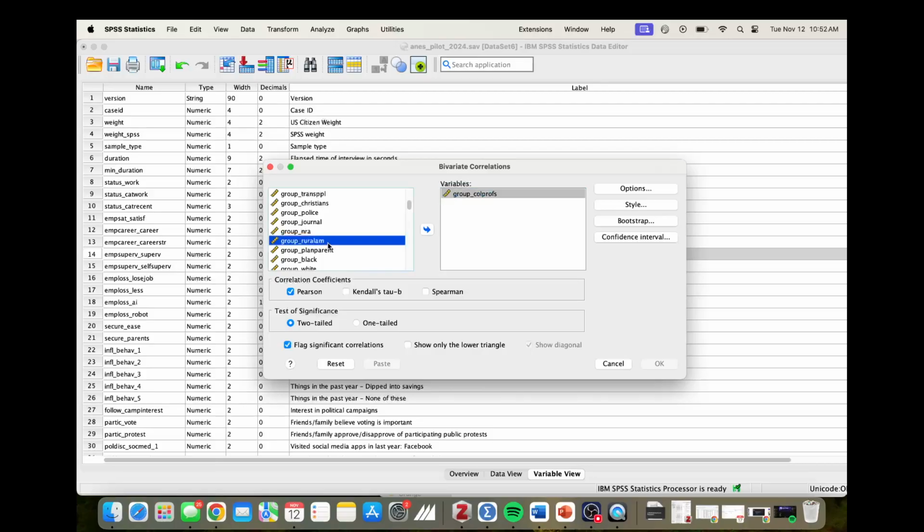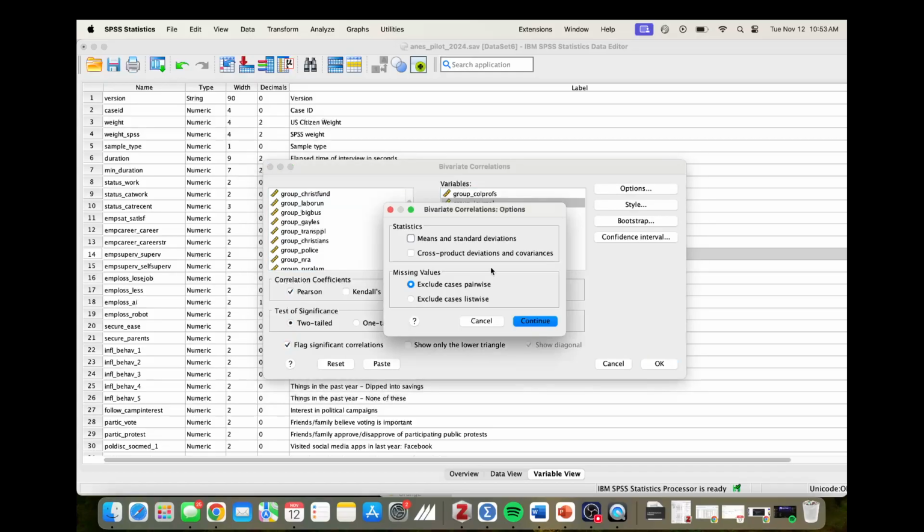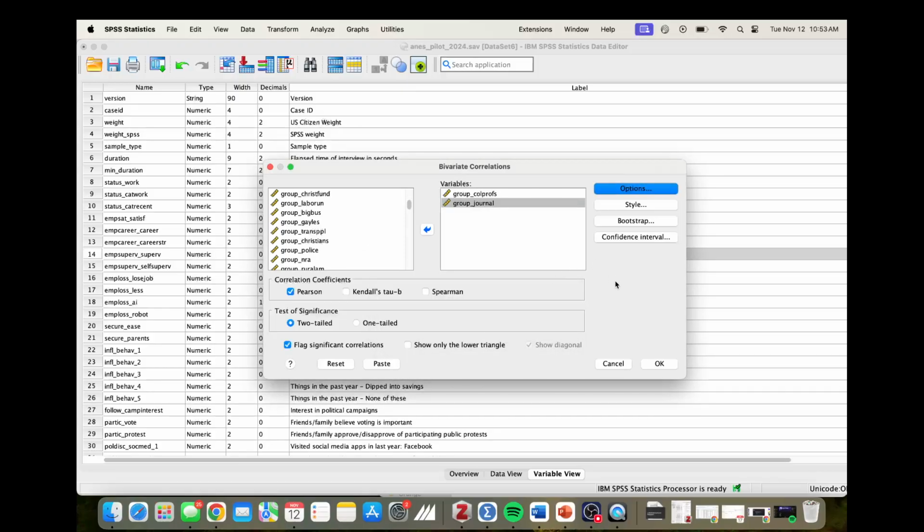So I fixed the other variable, which is also a feeling thermometer as well. I am going to do the feeling thermometer that is associated with journalists. So it may take me a second to find, but there is also a feeling thermometer that is measured in the exact same way. Here it is, group journal. So the defaults are all okay. Pearson correlation is all fine. It by default flags significant correlations, which makes your life easy and tells you if the relationships are significant or not. So I am going to go ahead and run this and see what we get.